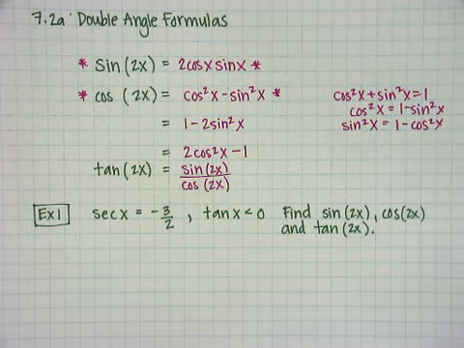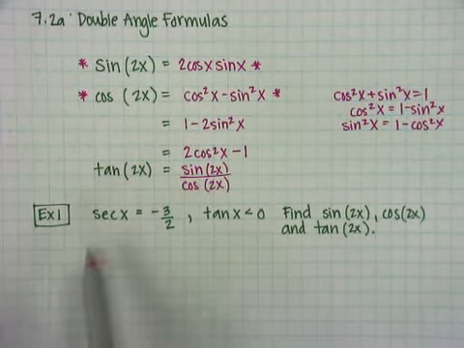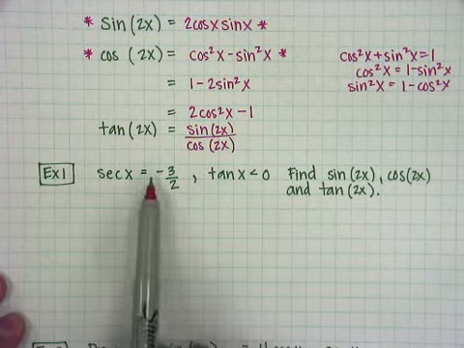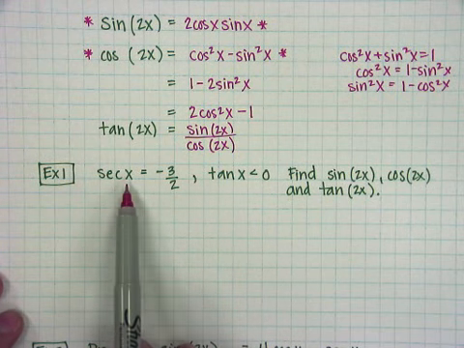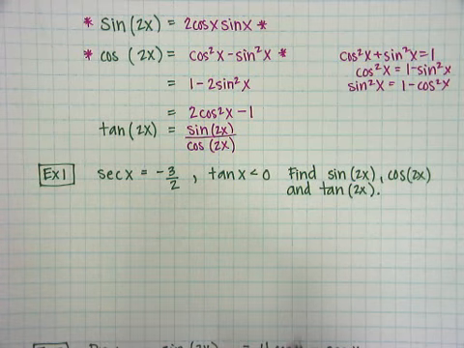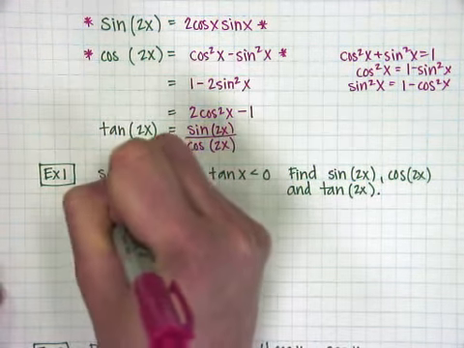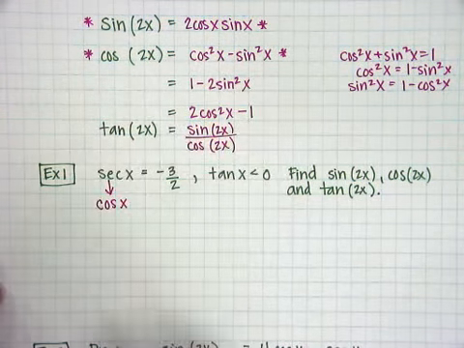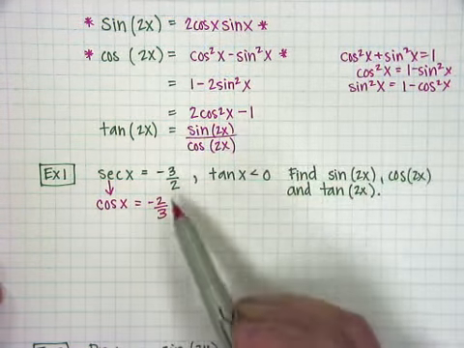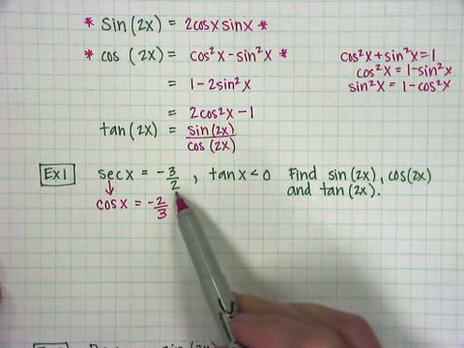Alright, so using these formulas, today in class we looked at problems like the one I'm going to show you in example 1. To start with, it's really important that based on the given information, you draw a triangle and you draw it in the right quadrant. That takes a little bit of work to figure out. So I'm going to say cosine of x, because I know secant and cosine are reciprocals, is equal to negative 2/3, the reciprocal of negative 3 over 2.